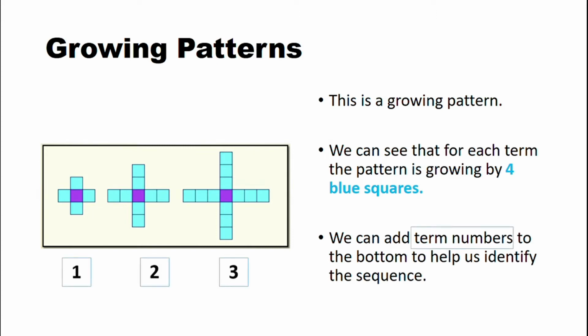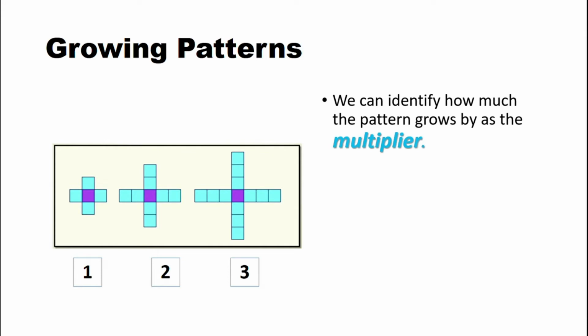We can also add some term numbers to the bottom of the pattern because it helps us to identify the sequence. And if we're describing the pattern, we could say in term 1, in term 2, and in term 3. So this is a great example of a growing pattern. When the pattern is growing, we could identify it by simply adding in some numbers here. This one is growing by 4. So the purple seems to be staying the same. And from one term or frame to the next, we're adding 4 each time.